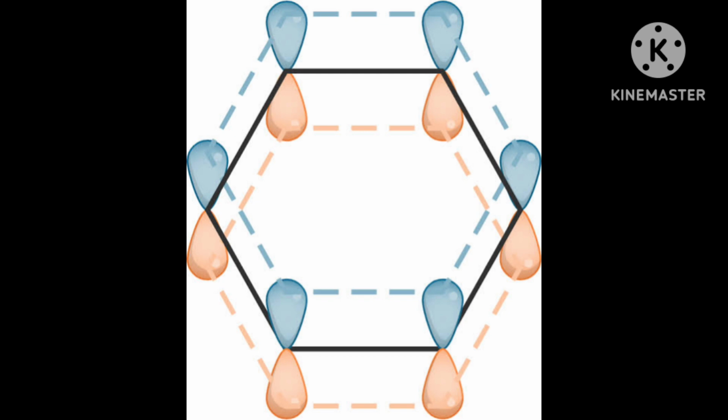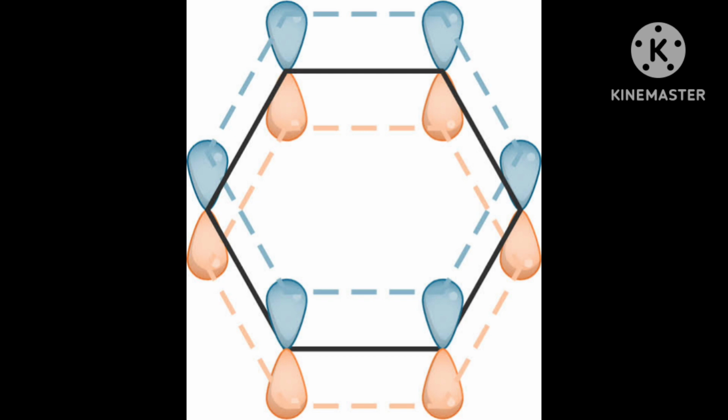Two adjacent unhybridized p orbitals, because they are very close, can overlap and make a pi bond. Each unhybridized p orbital will overlap with its neighbor because they are close enough to make a pi bond.